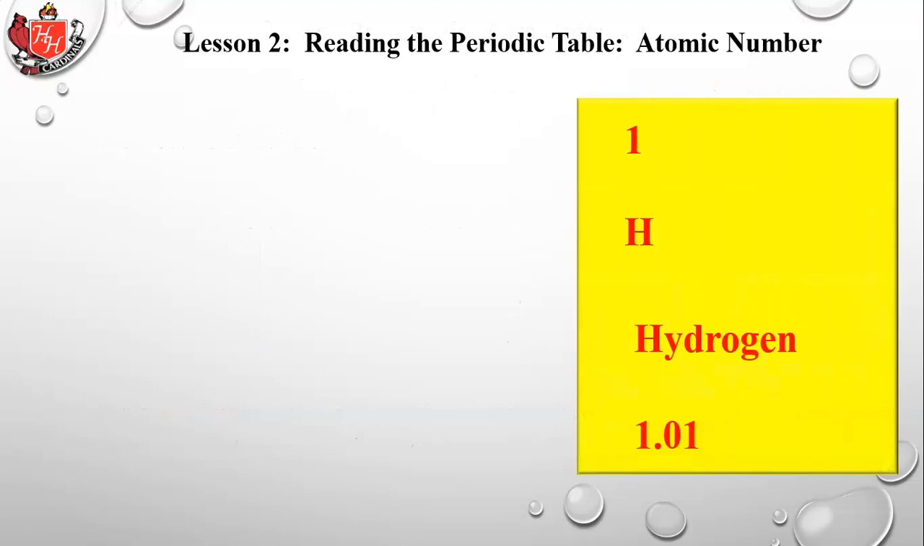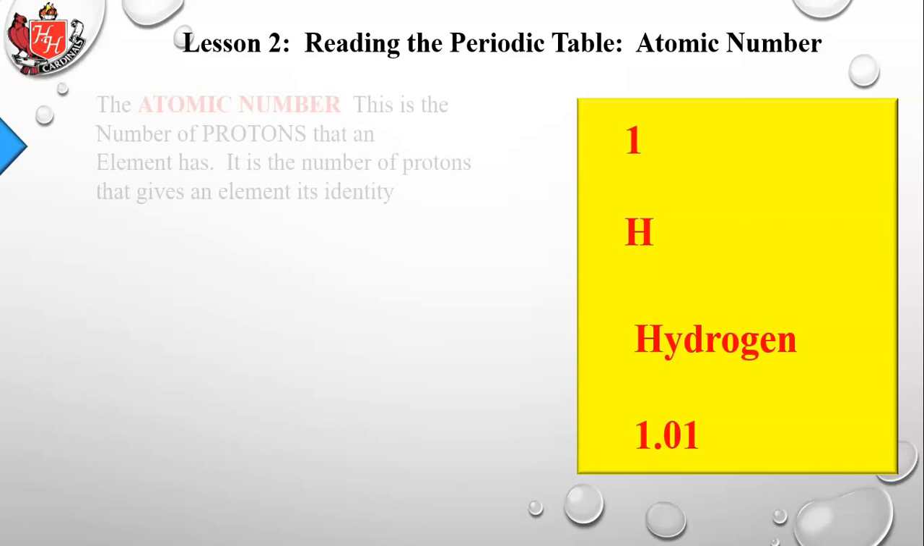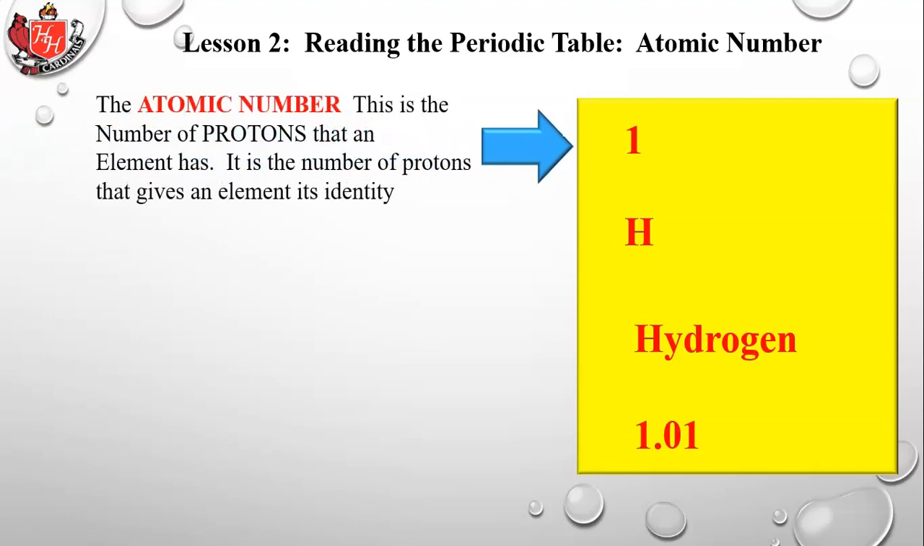So let's learn how to read a periodic table here. You heard of some of these terms earlier, so now we're going to see what they mean. So atomic number, this is the number of protons that an element has. It is the number of protons that gives an element its identity. So a hydrogen must have one proton. If the atom doesn't have one proton, it's simply not hydrogen.